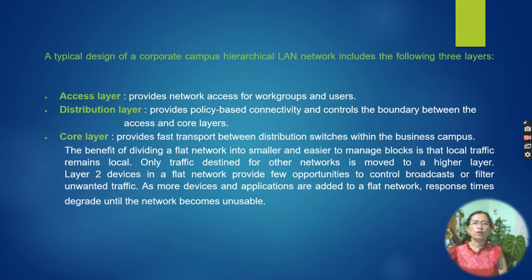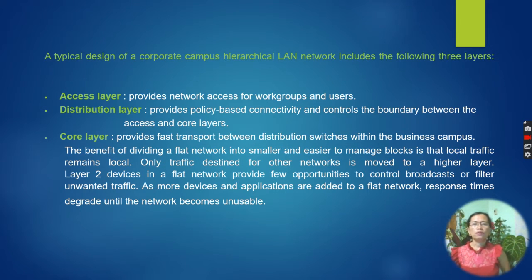A typical design of a corporate campus hierarchical LAN network includes the following three layers. The access layer provides network access for workgroups and users. The distribution layer provides policy-based connectivity and controls the boundary between the access and core layers. The core layer provides fast transport between distribution switches within the business campus.